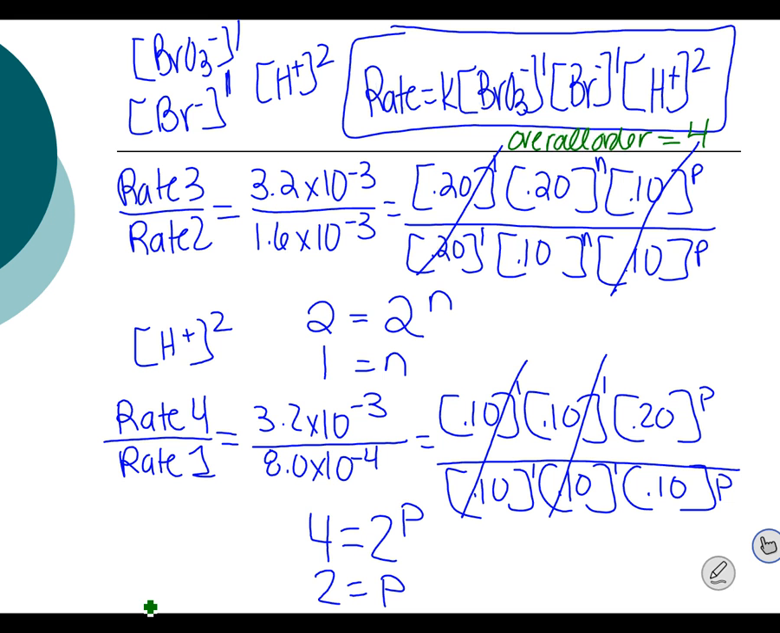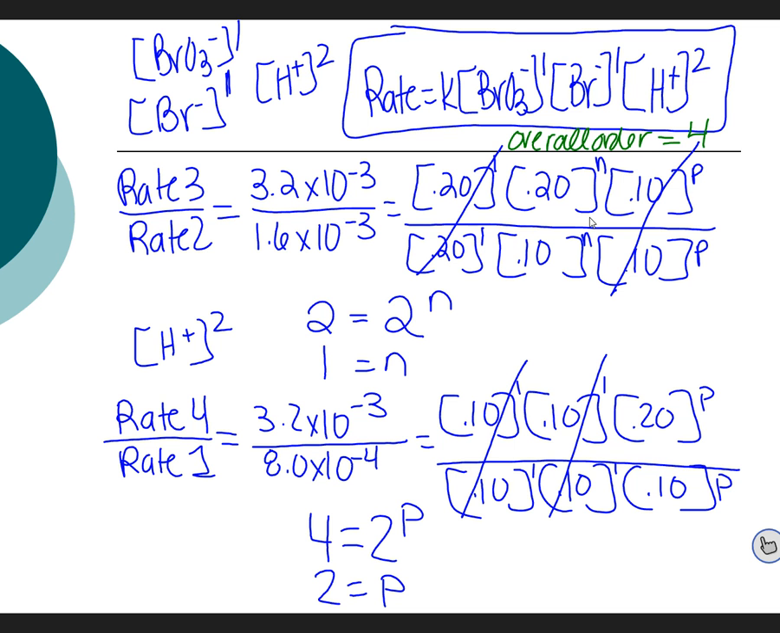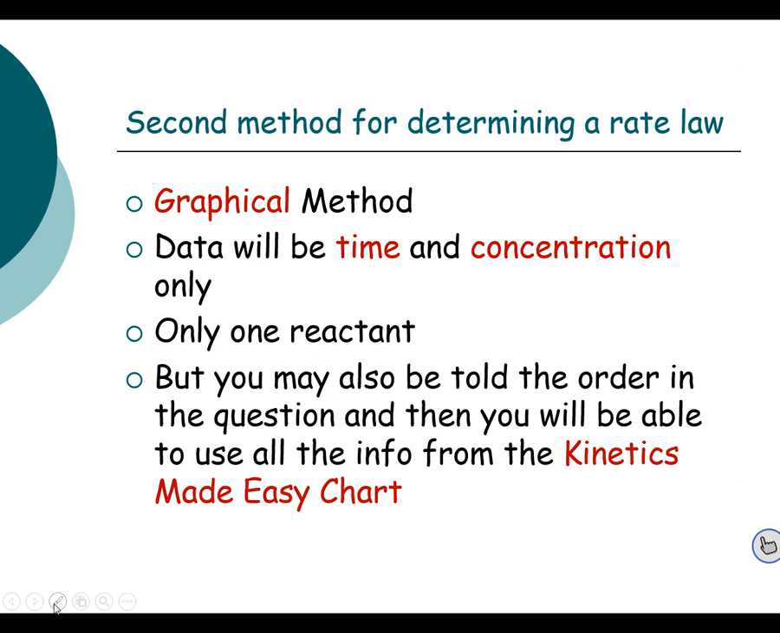Now, the last thing we need to do is come up with our value of K, our rate constant. And I need to see if I can add, whoops, that's not what I wanted to do. Add another slide in. Let's go down here. There we go.